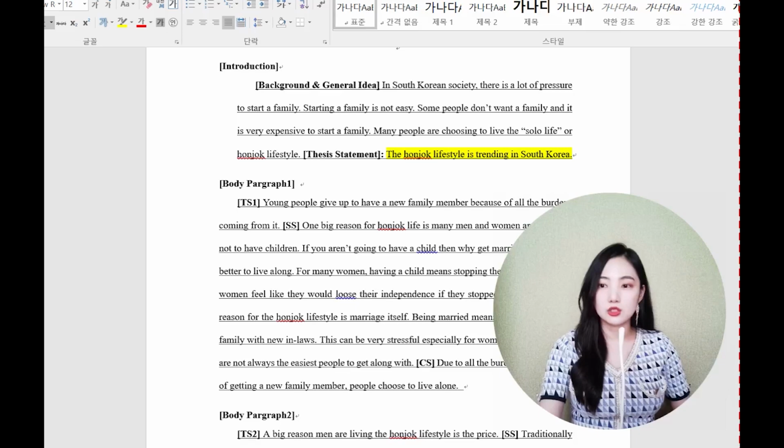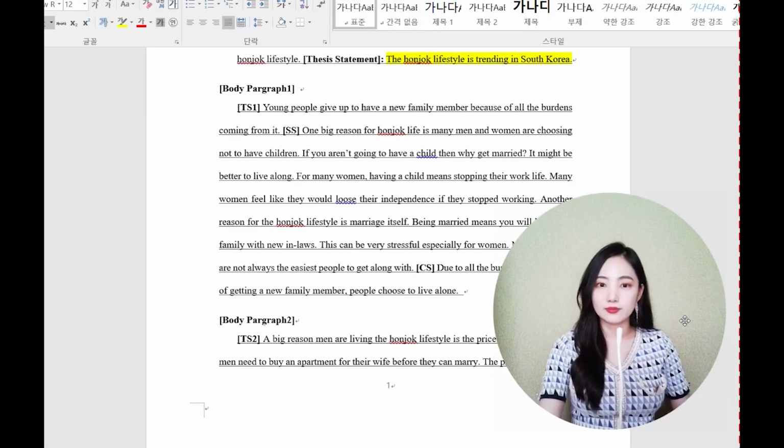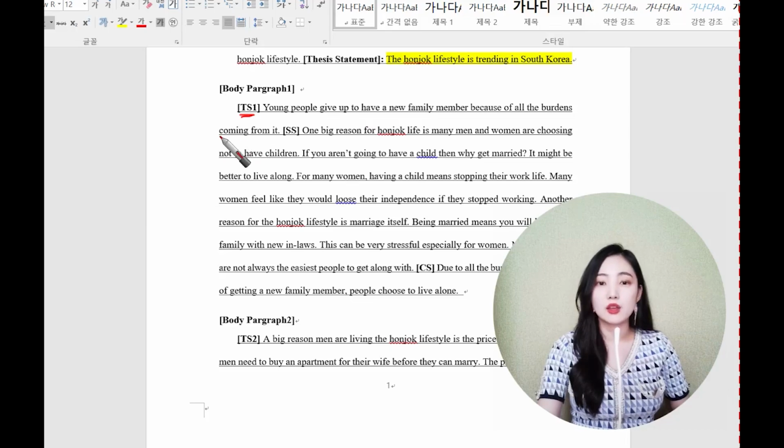Let's move on to body paragraph. Body paragraph number 1. Remember TS, SS, and CS. What's my TS? Young people give up to have a new family member because of all the burdens coming from it. That's my TS. It's a little bit long. So here, from here to here, it'll be the main information. So people give up new family member because of all the burdens coming from it.